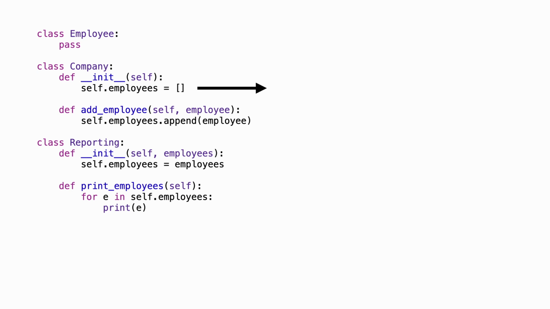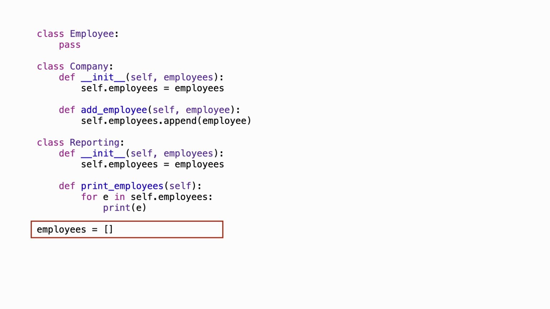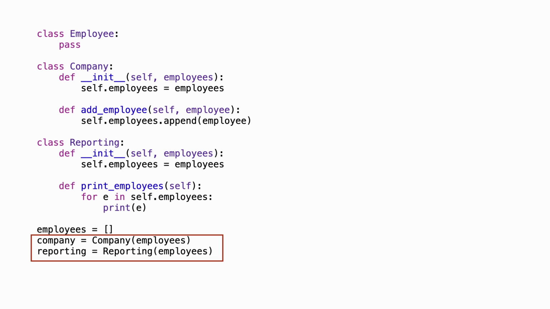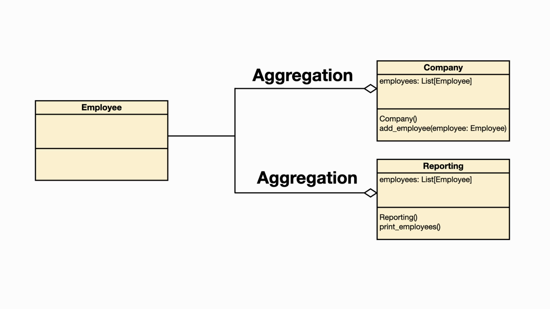So I take the employees list out of the Company. Instead, the Company class initializer will also take a list of employees as a dependency. Now the employees list is created in the main program and passed to instances of the Company class and Reporting class. Notice that the employees list now exists independently of Company and Reporting objects. Destroying a Company object or Reporting object does not destroy the employees list. This kind of association is known as aggregation and is presented with an open diamond.